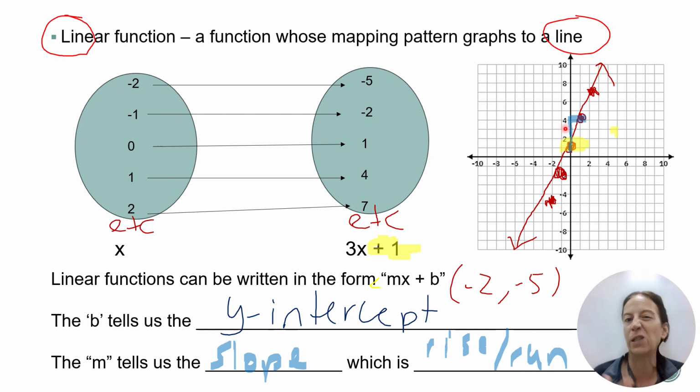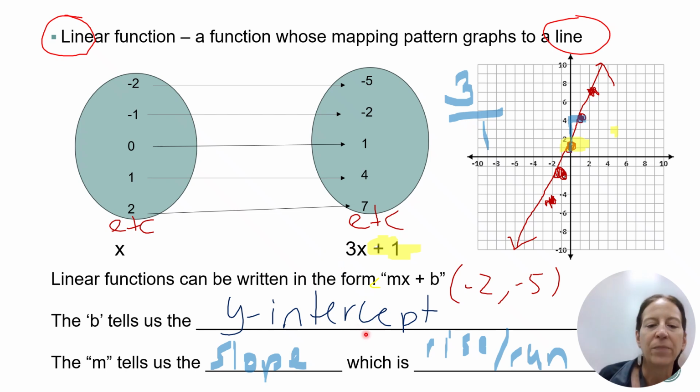Make sure you're counting the spaces, not the lines. You're counting how many steps you have to take. So step 1, step 2, step 3. So the rise was up 3, and the run, count over, is just a 1. And notice that 3 divided by 1 is the 3. And so the number multiplying the x will give you the slope, and the number that's being added or subtracted tells you the y-intercept.